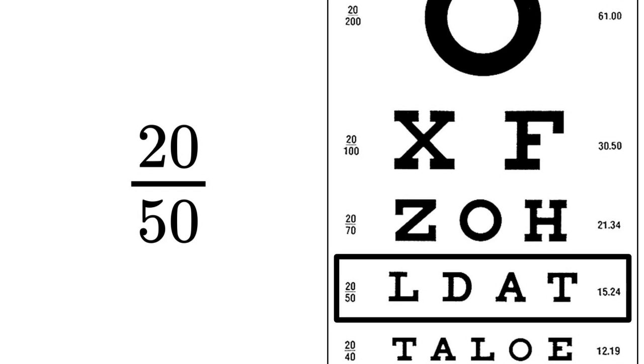For example, if the patient can read the fourth line, LDAT, then the patient will have a visual acuity score of 20/50. This means what the patient can read at 20 feet, a normal person can read at 50 feet. Testing distance visual acuity.